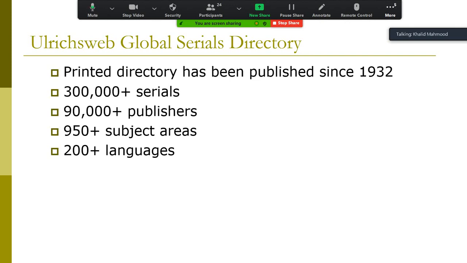It has more than 300,000 serials, including research journals, newspapers, magazines, and everything that fits the definition of a serial. It covers more than 90,000 publishers working in more than 950 subject areas, and it has entries in more than 200 languages of the world. So this directory is the largest source of the list of journals in the world.